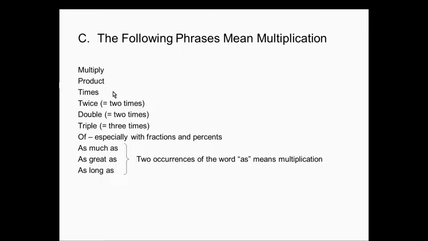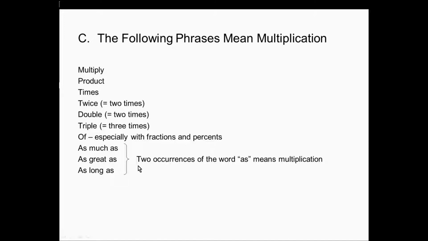The following phrases mean multiplication. Multiply, as in multiply John's age by 3. Product, the answer to a multiplication problem. Times, as in John is 5 times older than Mary. Twice means 2 times. Double also means 2 times. Triple is 3 times, as in, we have tripled John's age. Of, especially with fractions and percents. If we say take 25% of something, that means 25% times it.